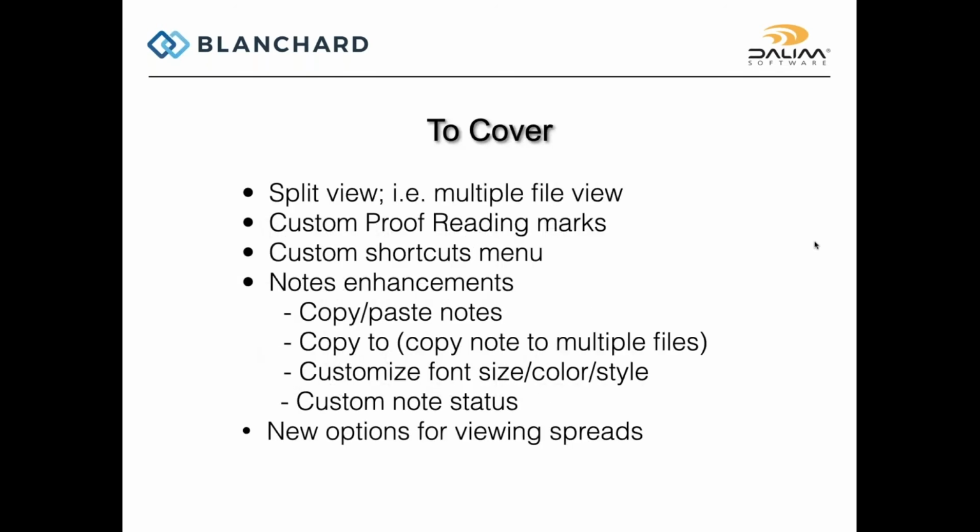Here's what we're going to look at. What is referred to in the UI as split view, and I'm not even sure that's an accurate description. This is the feature that I call multiple file view. It's when you get in the viewer and you can pop up a grid of 9 or 14 or 16 images at once. Custom proofreading marks. There's a shortcuts menu now, and one thing we want to note here is that that one is user specific, and it's not a global setting.